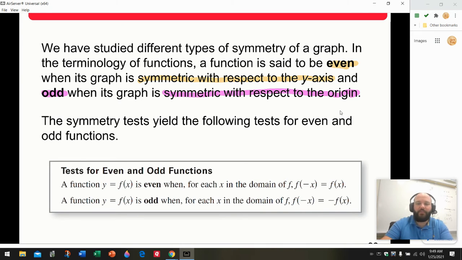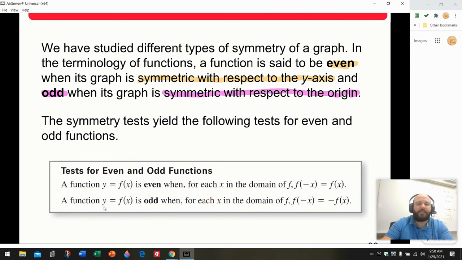Now, there are ways to test for this, and that's what this box is explaining. We can actually use algebra rather than having to graph something and then look at the graph of it. It says a function y equals f of x is even when for each x in the domain, f of negative x gives you f of x, meaning if you plug in a negative number, you will always get a positive number out.